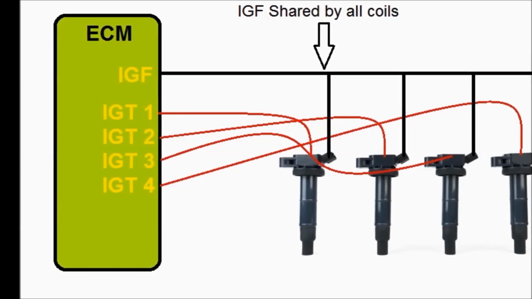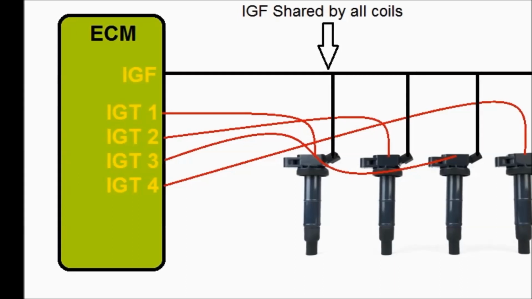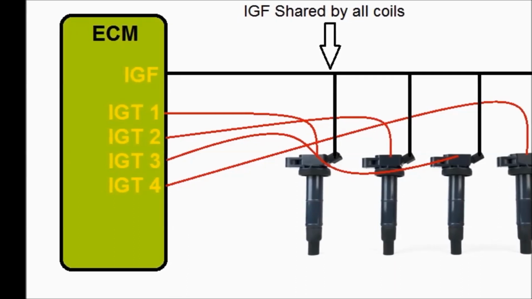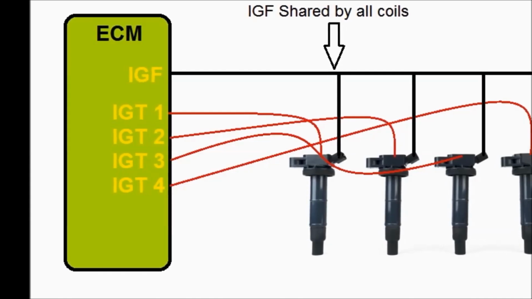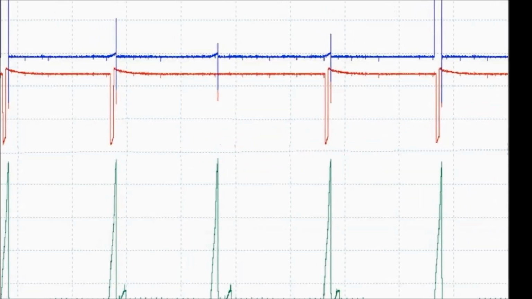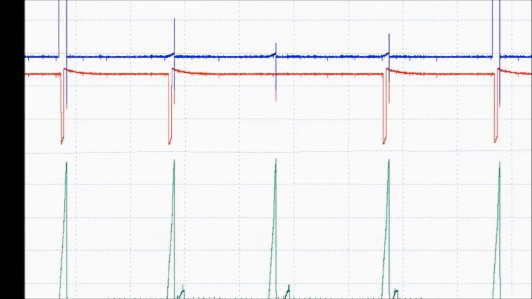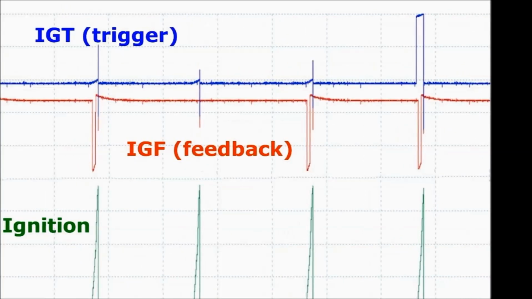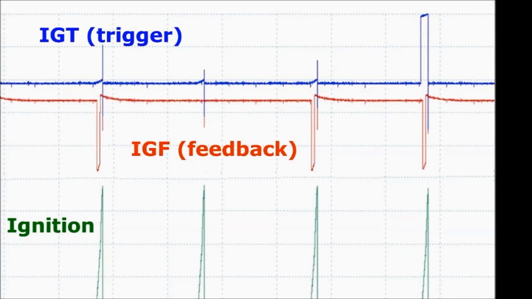I'm going to show you that on the video. It's got a small LED, and it tells you if it's firing, if you're receiving, if the coil is outputting not only a spark but an IGF signal. On screen now are all these signals put together, the IGT, IGF, and the firing, which is the green one on the bottom. This is exactly what you would see from an oscilloscope point of view.